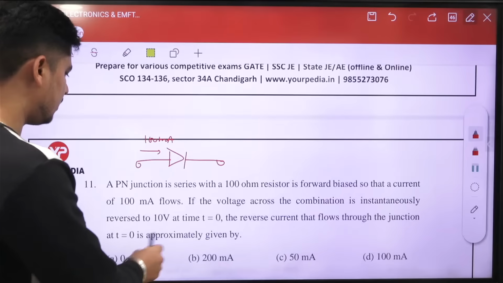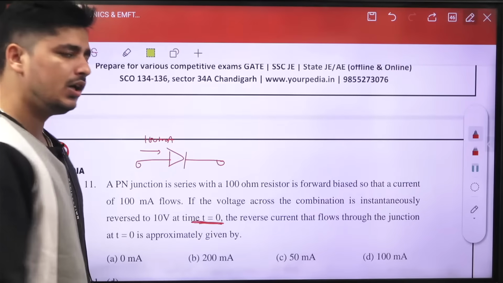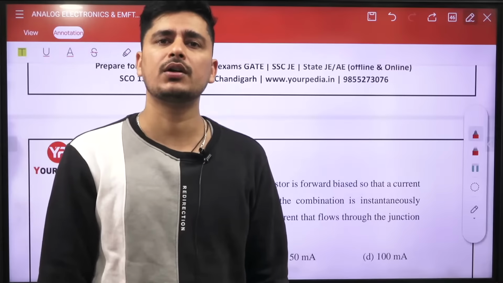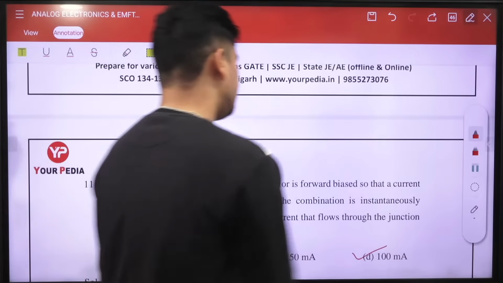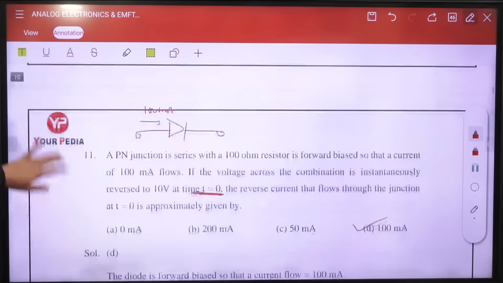So he's asking about t equals zero. At t equals zero, the same amount of current will flow through the diode. So the answer will be 100 milliampere. These are the small concepts, right? Remember that.